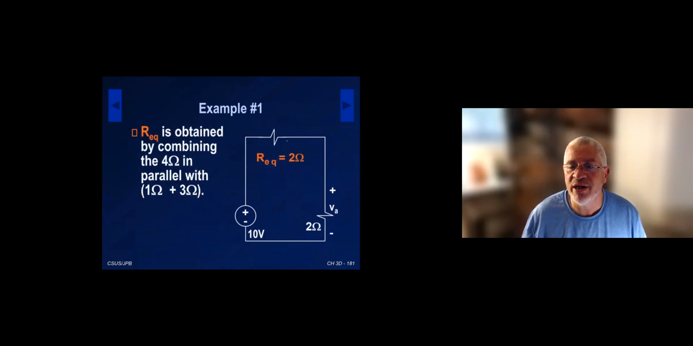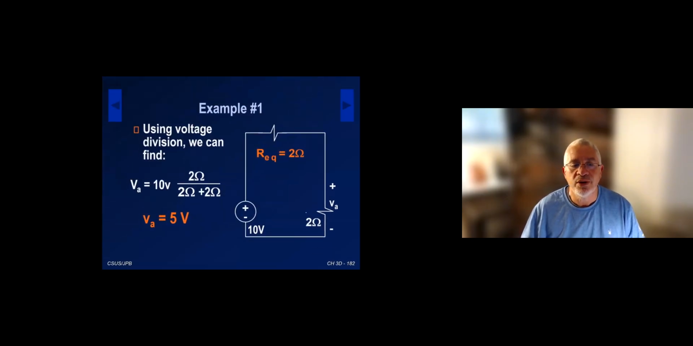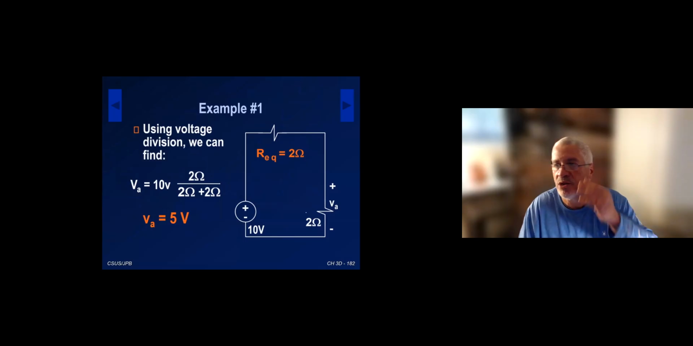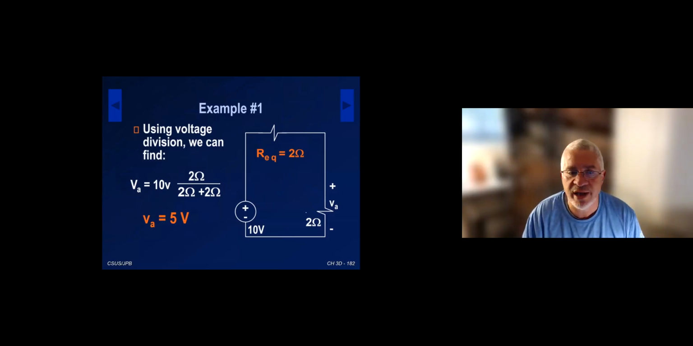So this is the combination. The 4 ohms in combination with the 1 and the 3. And then from there, I can use voltage division to go from the 10 volt to the VA. So VA is going to be 10 divided by 2 plus 2 multiplied by 2. So fairly simple. Generally speaking, you would need to do mesh or nodal on the sub-circuits. This is a particular case where you can do something rather simple to solve this particular sub-circuit.